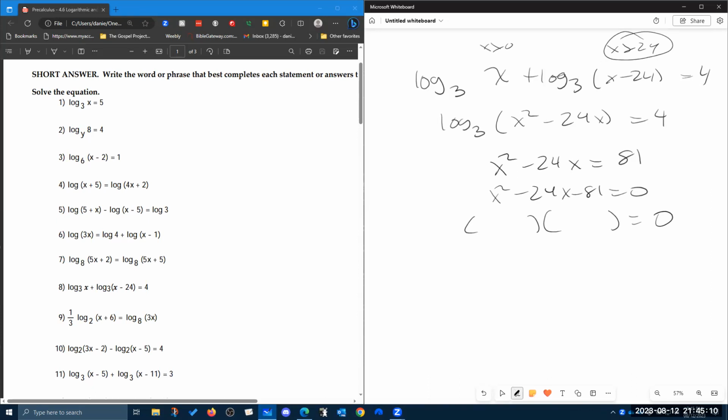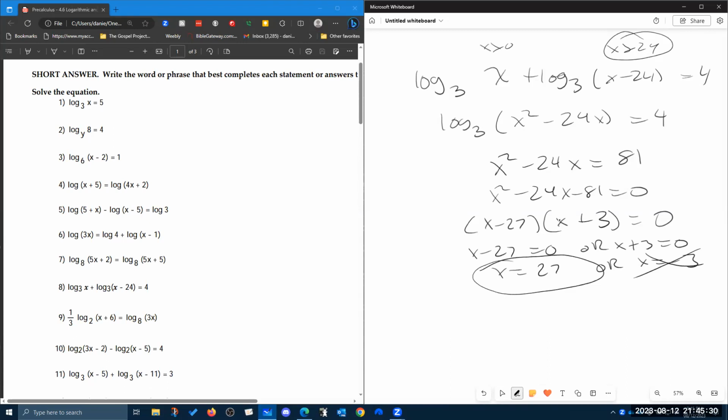x minus 27 times x plus 3. x minus 27 equals 0, or x plus 3 equals 0. x equals 27, or x equals negative 3. Negative 3 is not greater than 24, but 27 is. So that should be my only answer.